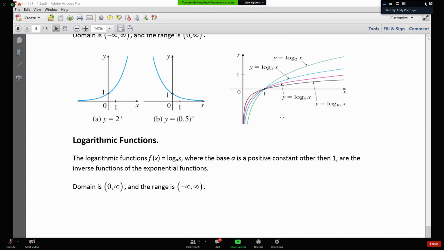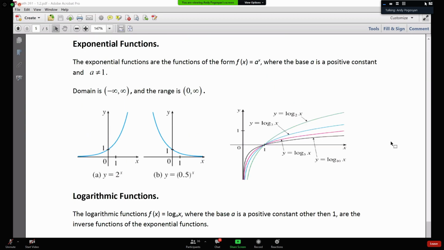Now, the domain is 0 to infinity, so we have a restriction. That's the range of the exponential function, and the range is all real numbers. So you have the graph of the logarithmic functions with the base 5, 10, 2, 3. So all bases are greater than 1. If the base is smaller than 1, let's say 1 over 2, 1 over 3, 2 over 5, or whatever, then the graph has this form. So if it's greater than 1, it's increasing. If it's less than 1, it's a decreasing function.